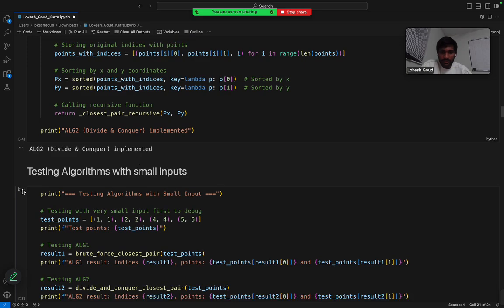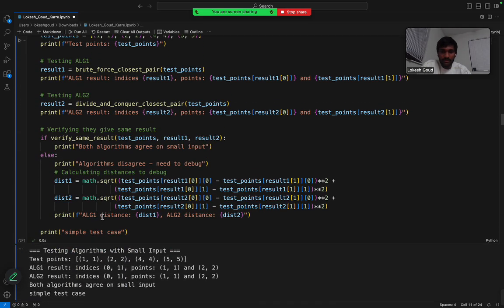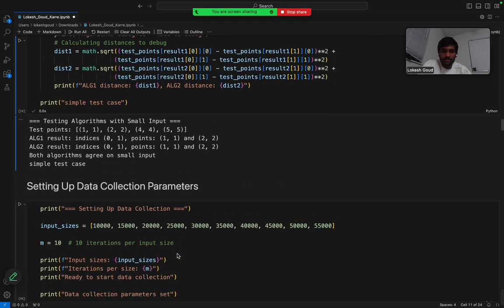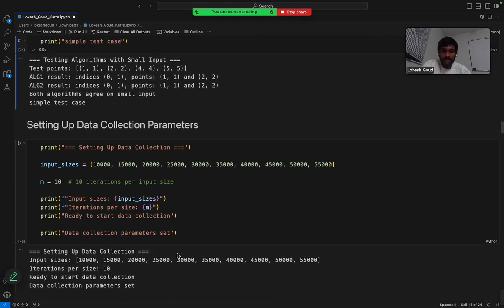To verify the correctness, I tested both algorithms on a small set of 4 points. After running this code, both return the same pair of indices. As you can see in the output, this confirms they worked as expected.